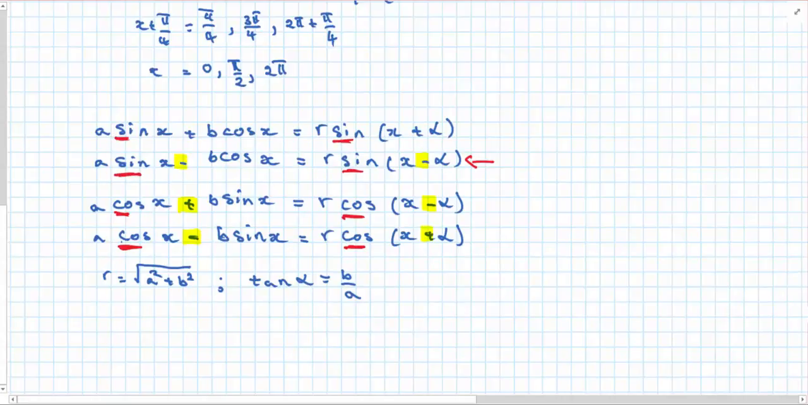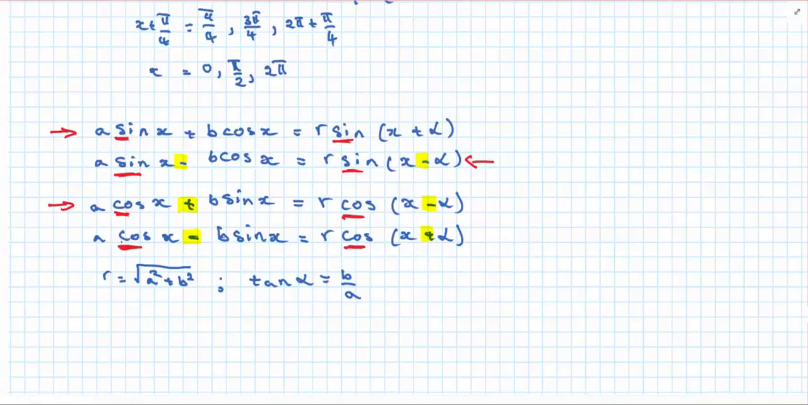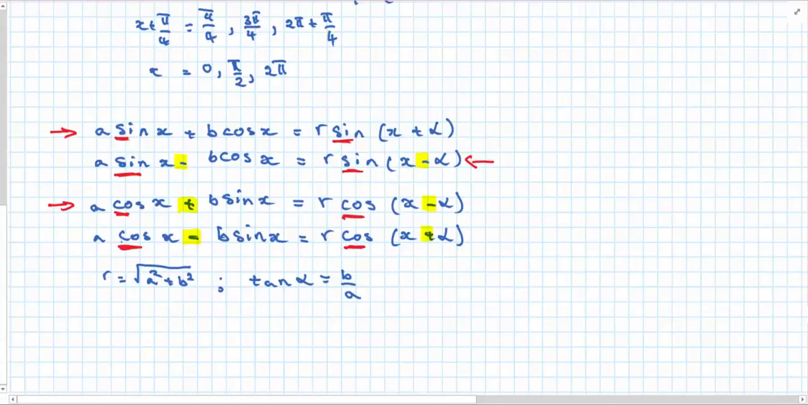Sometimes students will question this and say, well, a cos x plus b sine x can be rearranged to be the same as this. And yes, it can, but then you might lose some solutions in the process. So it's not advisable to take that approach. It's best to know all four relationships and apply the right relationship for the right question.